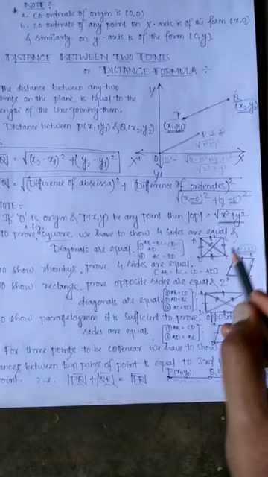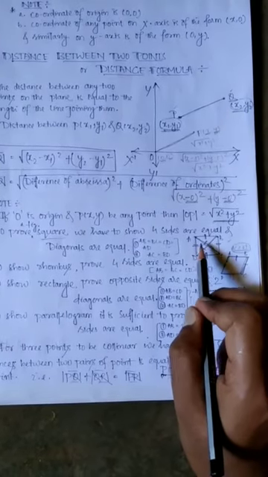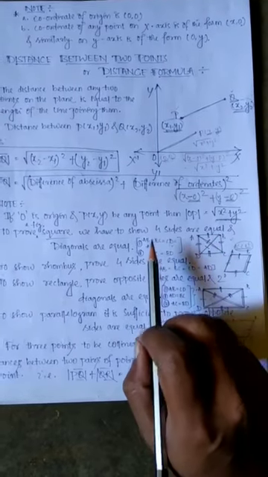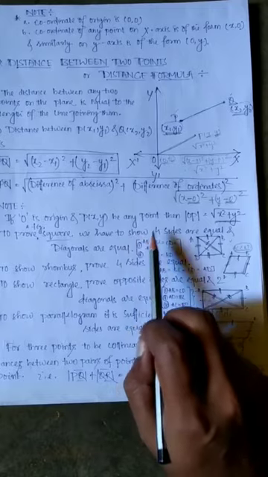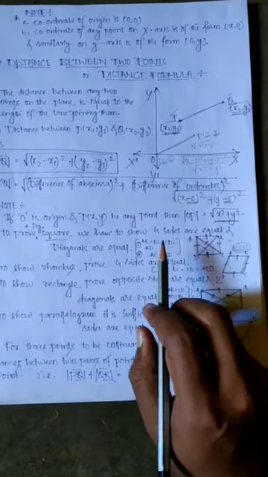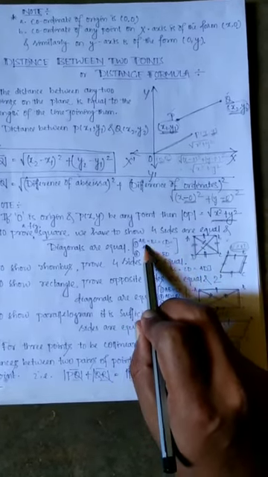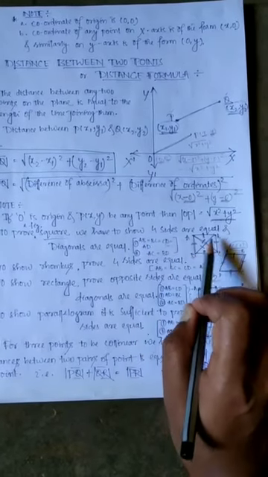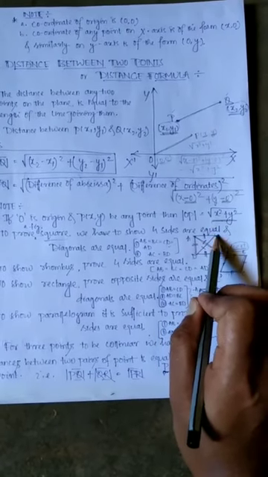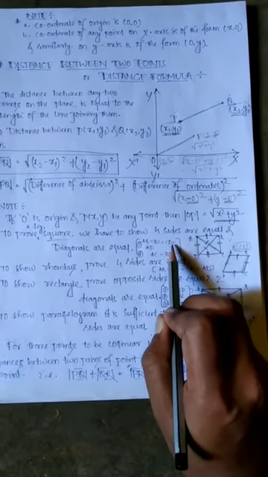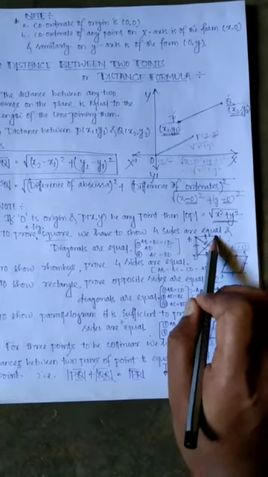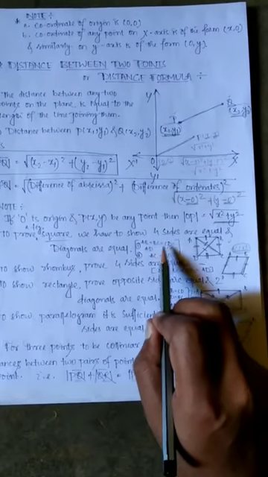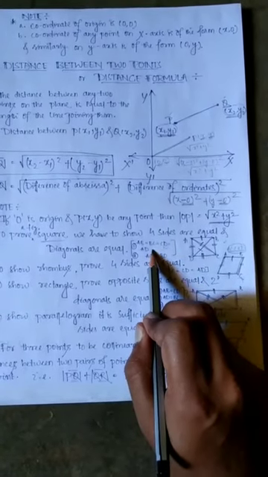So as we know, in a square the four sides are equal and the diagonals are equal. So if the question asks to prove a square, what should you prove? You have to prove the four sides are equal and the diagonals are equal. Here AB, BC, CD, AD are the sides, AC and BD are the diagonals. So AC equal to BD and AB equal to BC equal to CD equal to AD. You have to show this much.